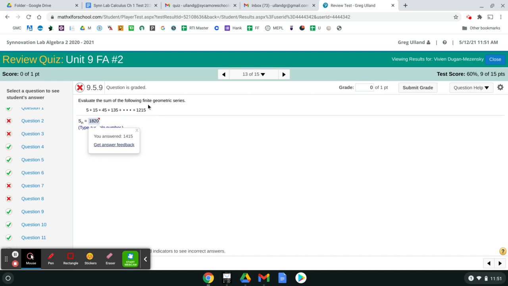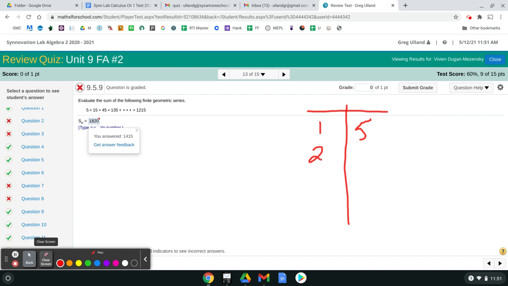So it's a finite geometric series. This one might be easiest just to look for the pattern. But yeah, that ain't that easy. You're multiplying it by 3 over 2 each time. All right, let's do it this way. First term is 5. Second term is 15. Third term is 45. Fourth term is 135.